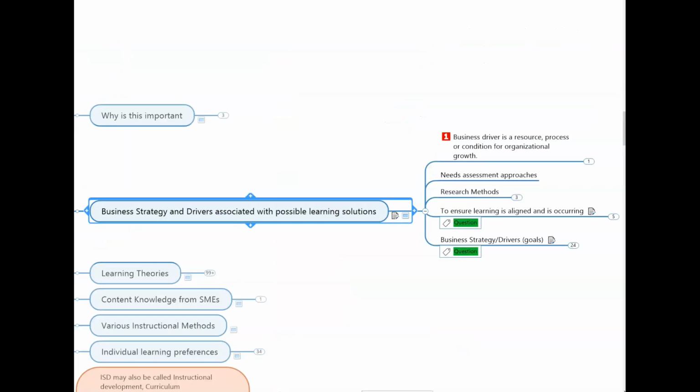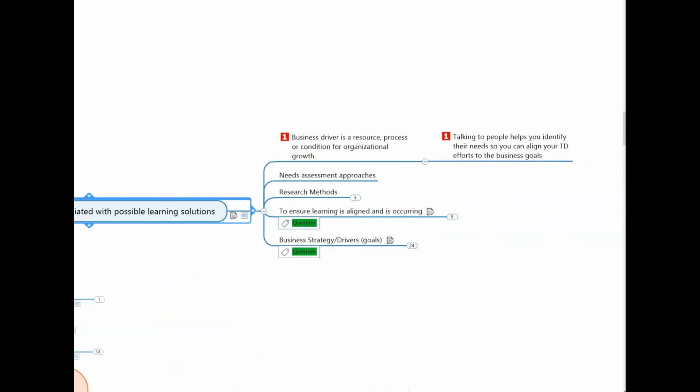Business strategy and drivers are associated with potential learning solutions. A business driver is a resource, process, or condition for organizational growth. Talking to people helps you identify their needs so you can align your talent development efforts to the business goals.